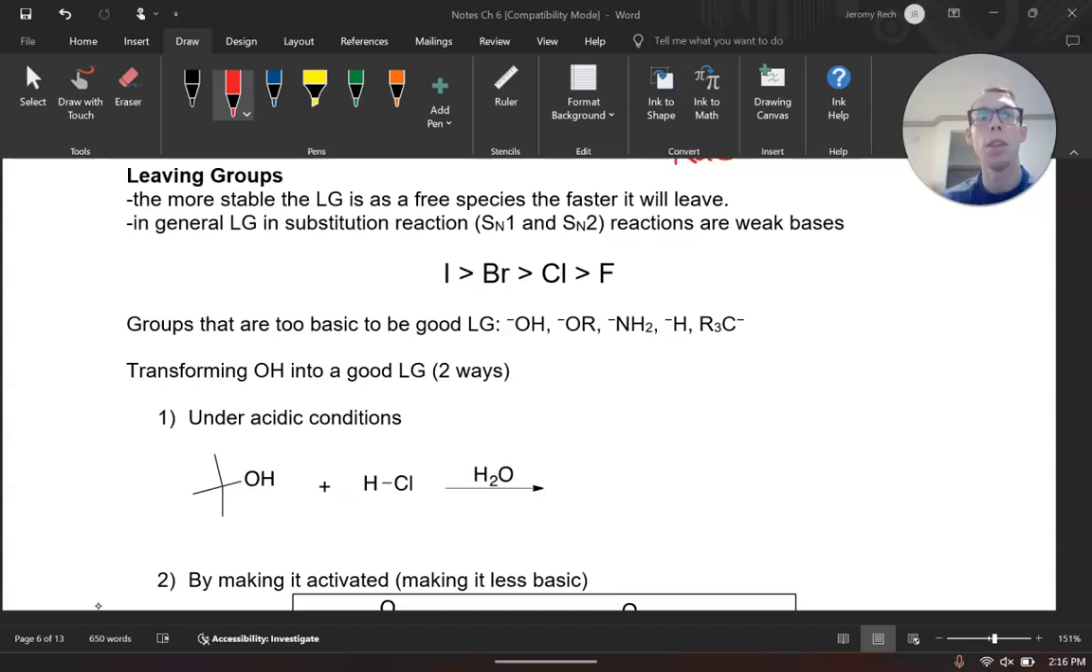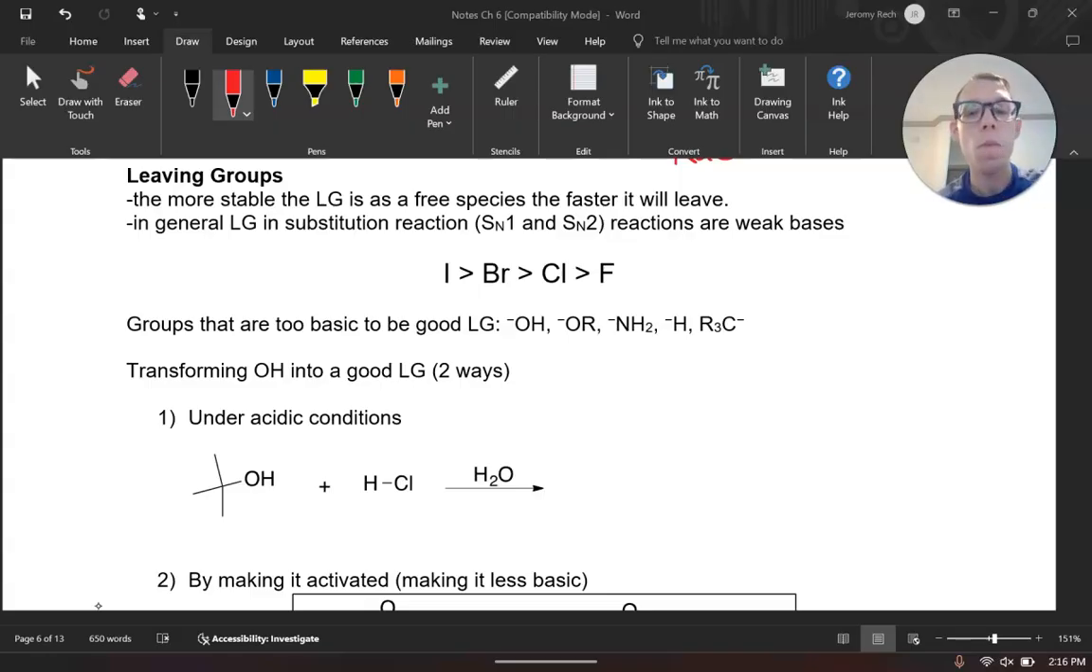In SN1, it is literally how quickly does it fall off, and in SN2, the concerted reaction, you have both the attack and leaving group leaving at the exact same time. So your leaving group is super important, and the stability of it is going to matter a lot.